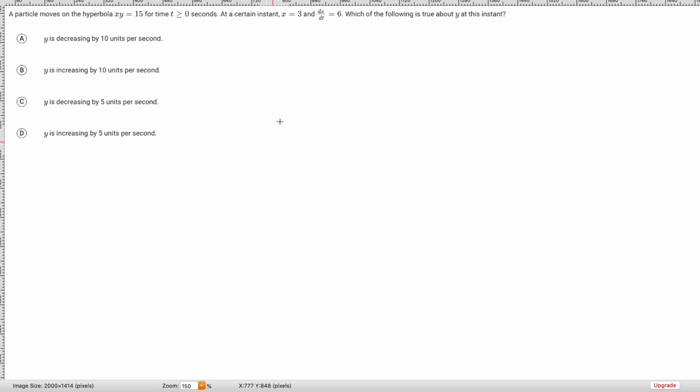This is going to be some particle moving along some function, x times y equals 15. So it's moving along that curve. The particle is changing its position along x, and it's changing its position along y as it moves along this curve. This curve looks like, let's say, like this. And the particle is just going to move along this curve over time.